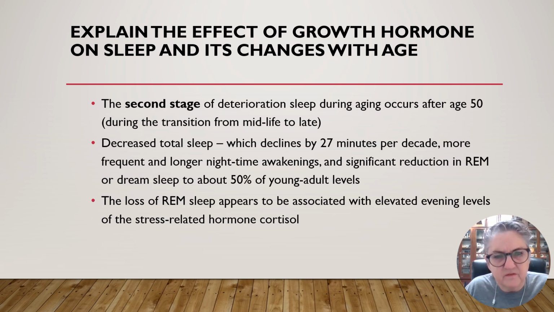The second stage of deterioration of sleep occurs after the age of 50, during the transition from midlife to late life. Decreased total sleep, which declines by 27 minutes per decade, more frequent and longer nighttime awakenings, and significant reduction in REM or dream sleep to about 50% of the young adult levels. The loss of REM sleep appears to be associated with elevating levels of the sleep-related hormone cortisol.